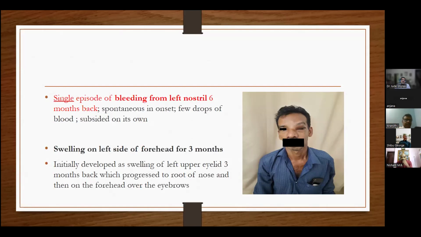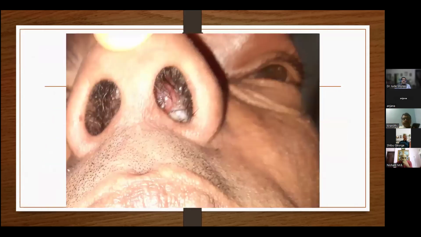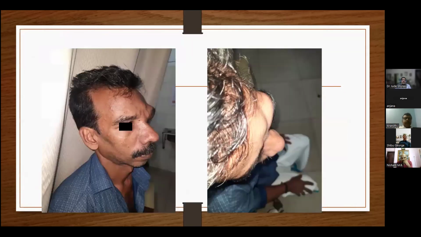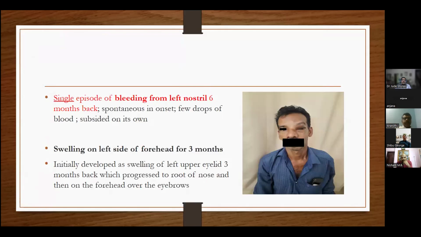So it was bloodstained discharge, is it? Sorry, sir. He used to have nasal discharge, which was not bloodstained, but he had a single episode of bleeding. Okay, it is not bloodstained discharge, it was bleeding from the nose. Yes, sir, it was an episode of bleeding.